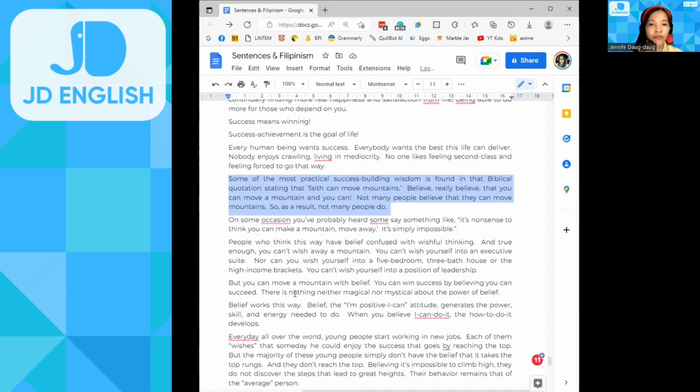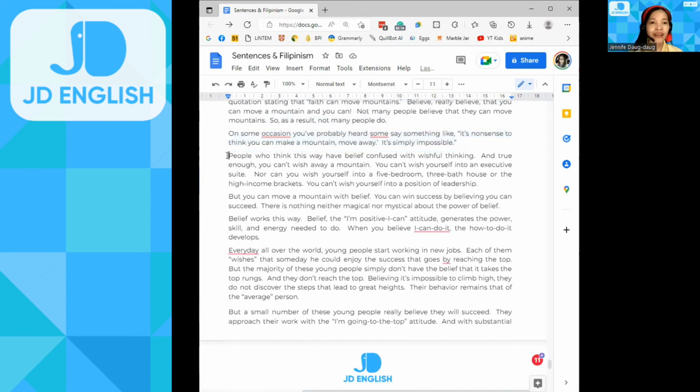Not many people believe that they can move mountains. So, as a result, not many people do. On some occasion, you've probably heard someone say something like, it's nonsense to think you can make a mountain move away. It's simply impossible. People who think this way have belief confused with wishful thinking. And true enough, you can't wish away a mountain.